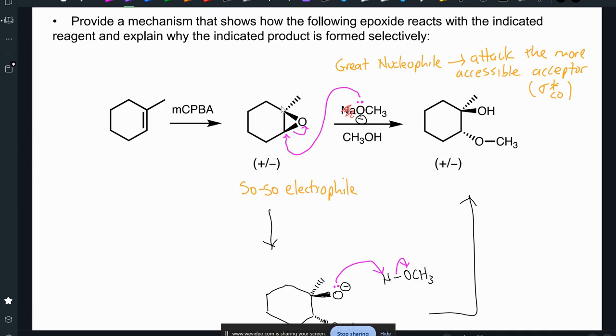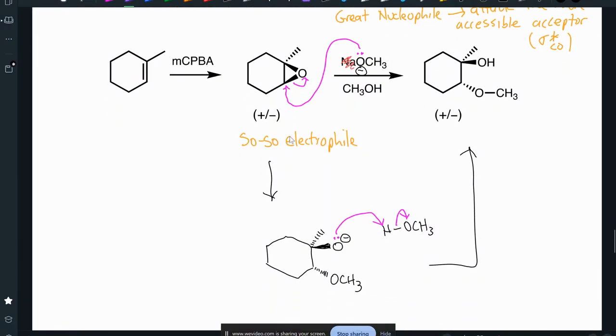So I have two options, two sigma star CO orbitals. I'm going to attack the less substituted one. Notice when we do that, it's going to invert the stereochemistry at that carbon, but it's not going to change the stereochemistry at the other carbon.